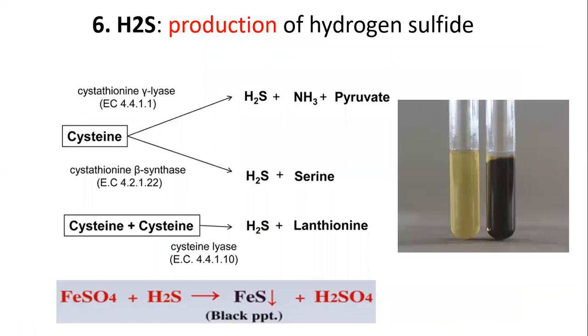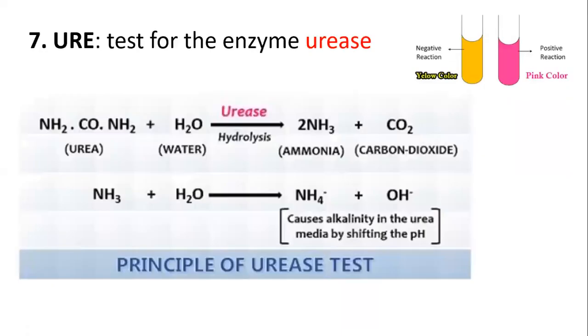Okay, after that, H2S production, you all know about it, that H2S means hydrogen sulfide. It tests whether the bacteria has the ability to produce H2S from its amino acid residues. So when H2S is produced, there is a special type of nutrient in the media, that is FeSO4. It will react with it, and it will produce FeS, and it will produce black color. Okay, if the bacteria has the ability to produce H2S, then it will produce black color, and if it does not, yellow color will be produced.